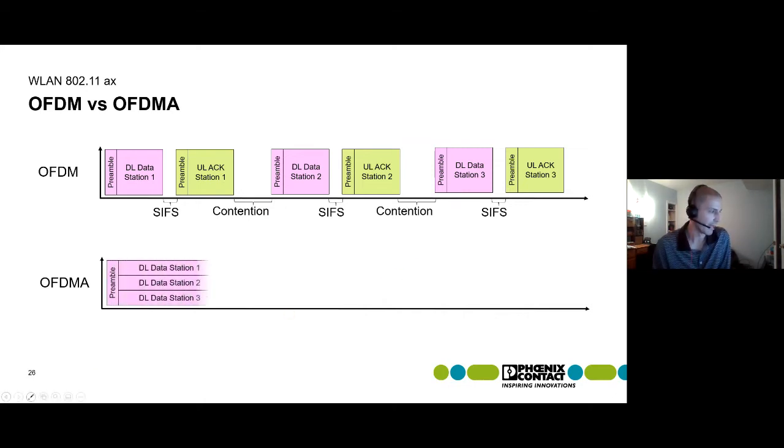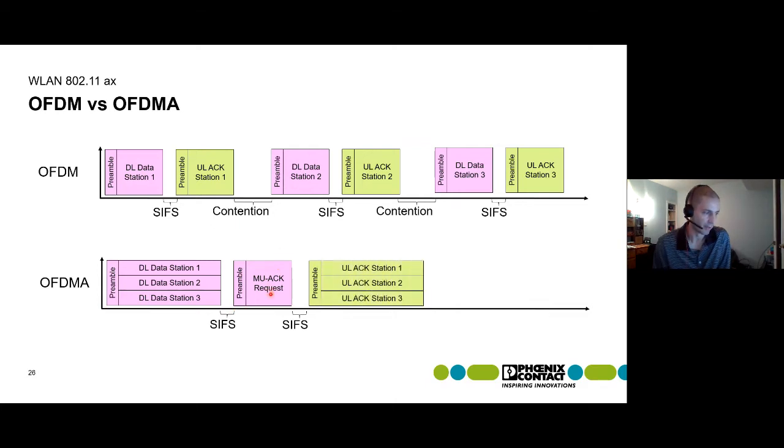With OFDMA, I can send to all 3 of those stations at the same time, and I can get a multi-user acknowledgement back from those 3 stations. So in the time I could send one packet of data to each one of these stations, I could send 2 or 3 packets down to those 3 stations in the same time. So again, I'm getting more data sent to devices more efficiently.